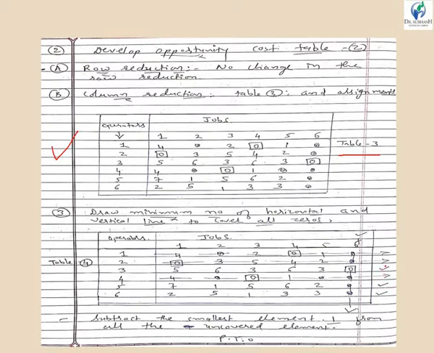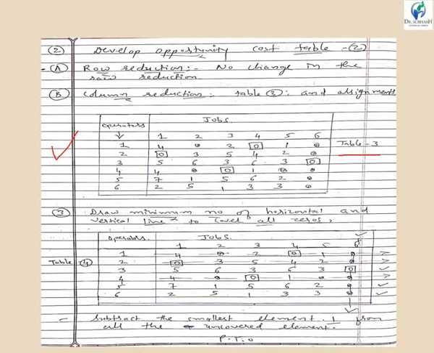So 3rd row, 5th and 6th row are already ticked. Unticked rows are 1, 2 and 4. So drawing horizontal lines from 1, 2 and 4, and vertical lines will be drawn from the ticked columns. So this is how the horizontal and vertical lines are drawn. Now you can see that all the 0 elements are already covered by these lines.